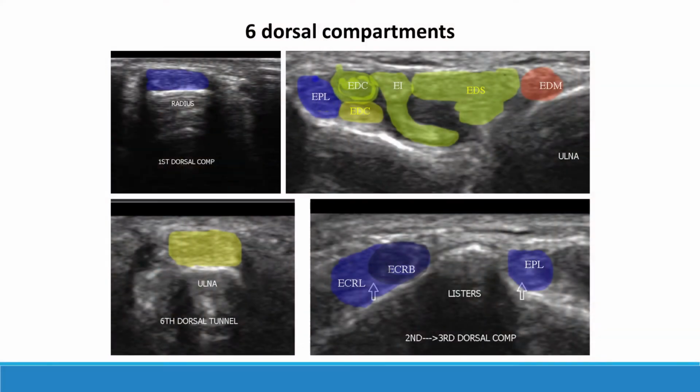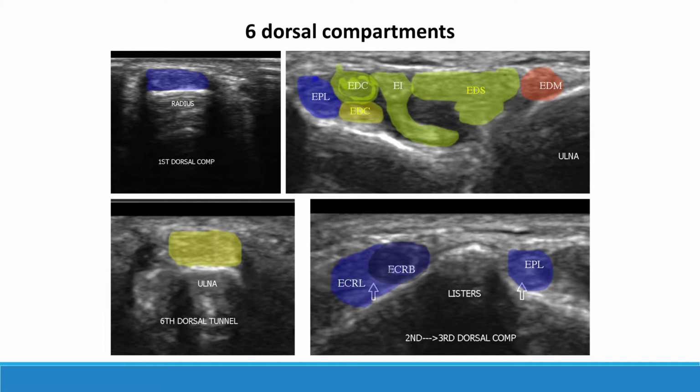The hand wrist. We're going to start dorsally, beginning with the extensor dorsal compartments. The first compartment: abductor pollicis longus and extensor pollicis brevis. Keep in mind, we're going to view these all in two planes, both in long and short axis, in the essence of being thorough.